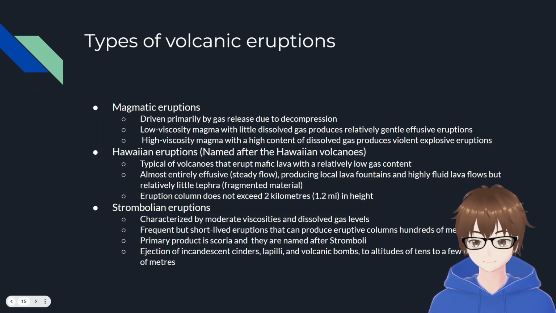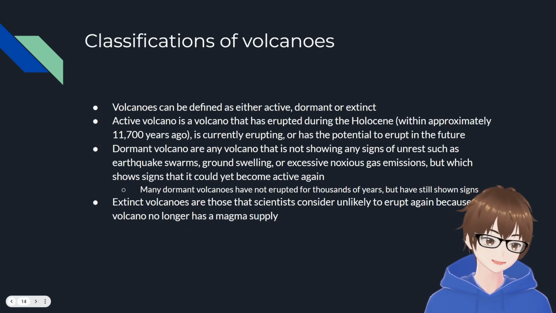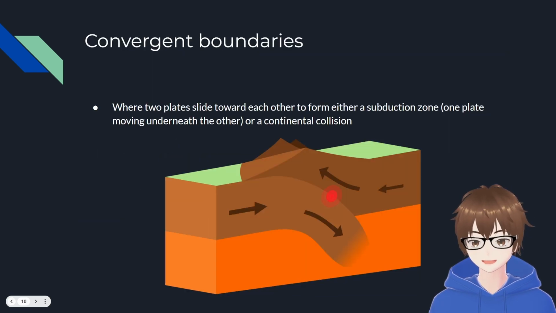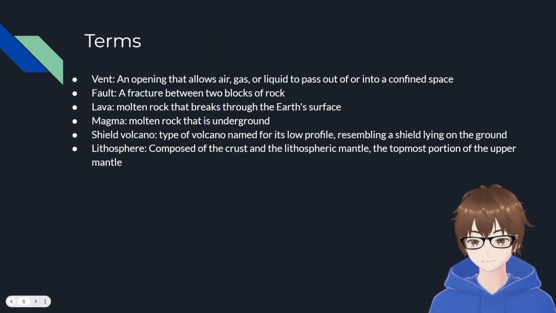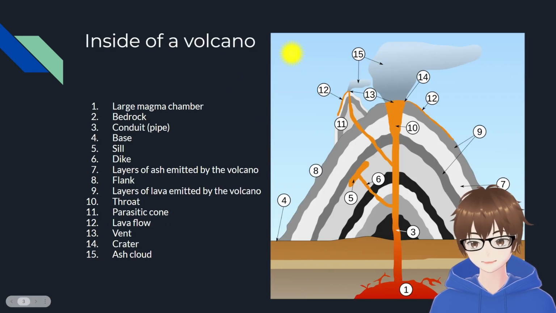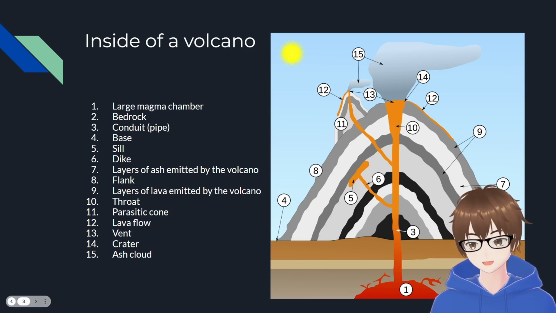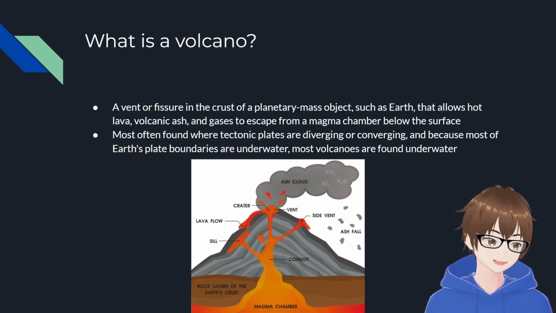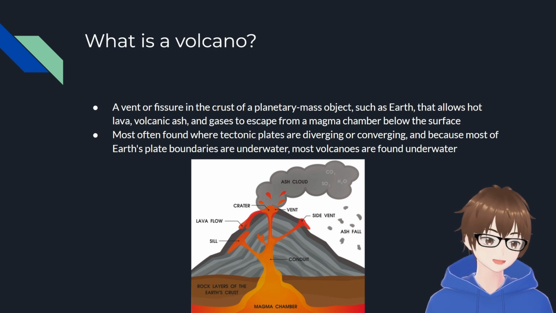Yes, the Hawaiian Islands, the classification between active, dormant, and extinct, the Ring of Fire, and then all of the boundaries and plate tectonics and subduction, all that stuff, and then just the inside of a volcano. So we have gone over a lot of stuff today, a lot of stuff. This was probably one of the longest slideshows I've made so far.